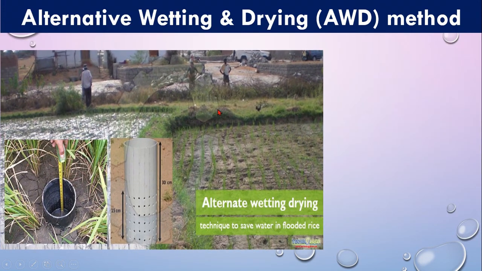You can say this is the rice field, and in the rice field you have to establish the AWD pipe like this. That means this is below 20 centimeter. This one goes down into the land, as you can see, and this one on the top. So this is the pipe established in the land, and you can measure the water level. If it is below the soil surface by 15 centimeter, then you can apply the water.